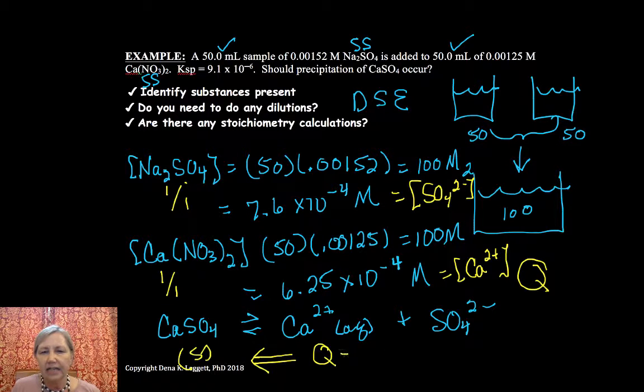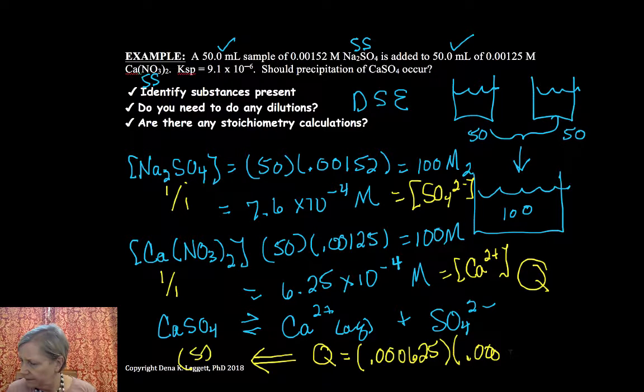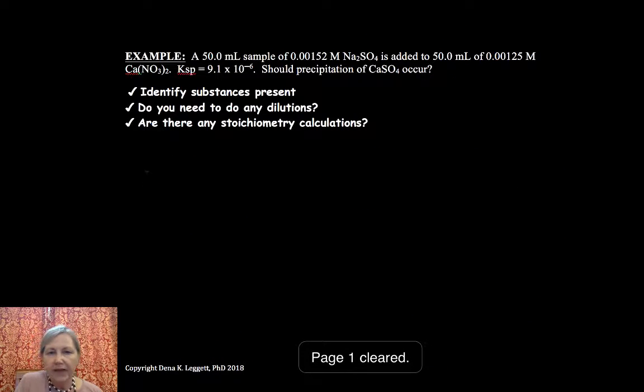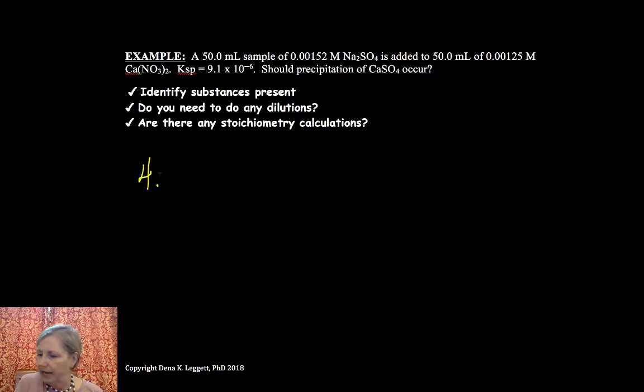So if I plug both these into Q, I would get 0.000625, whoops, I messed up there, 76. Okay, and that's how I would calculate Q. So when I did my math, and you really need to double check my math on this one.